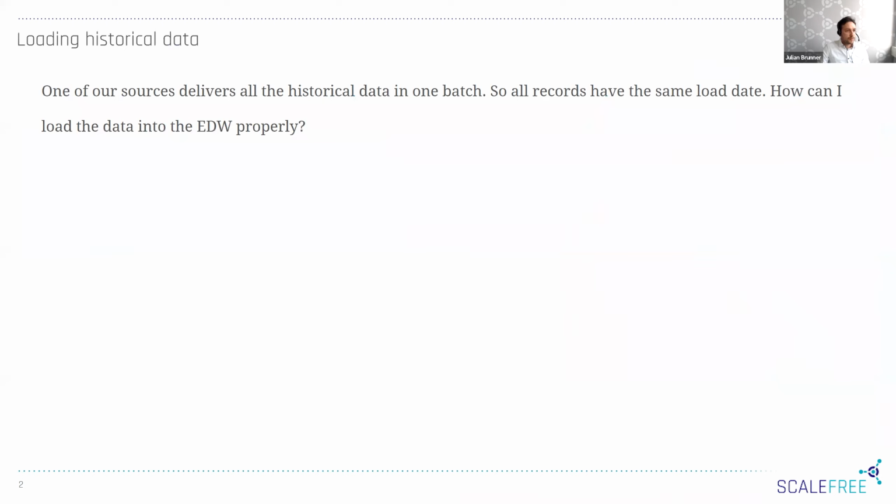Today's topic is about loading historical data. We received a question how to process data if the source system delivers historical data. And note here, historical data also often comes from an archive or from a legacy data warehouse, for example. Therefore, it's quite a common task in data warehousing. And now the question is how to load the data properly, because we have the same load date for the complete history.